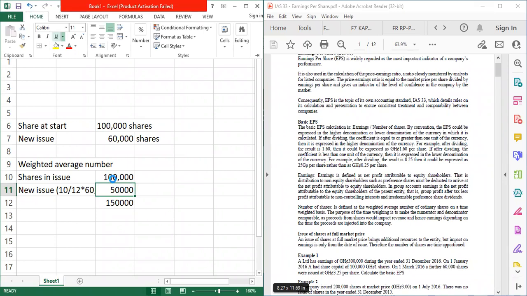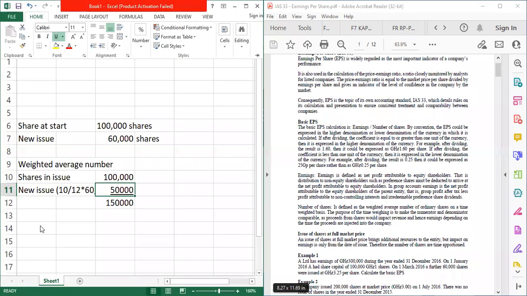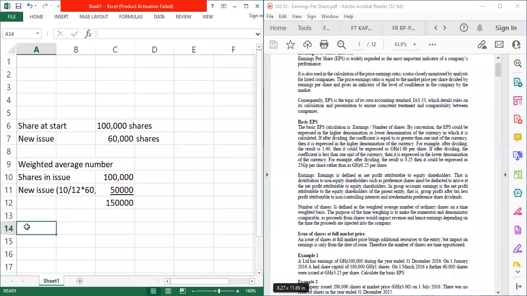Okay. I'll also show another way of calculating the weighted average. My Excel sheet is full. Okay. So if you want to calculate the earnings per share, let me do the earnings per share first.